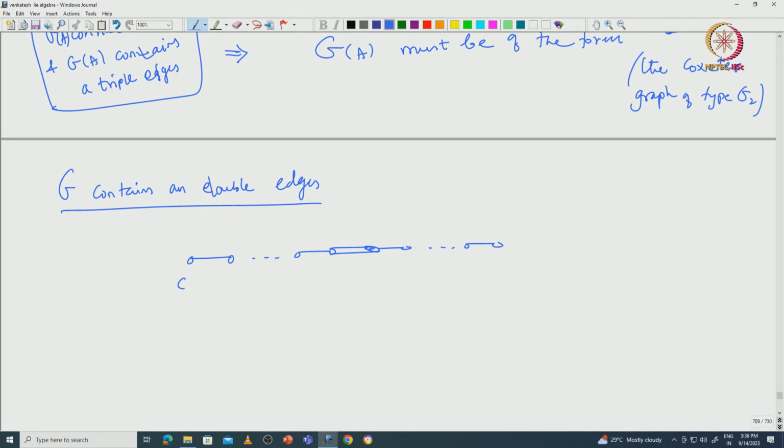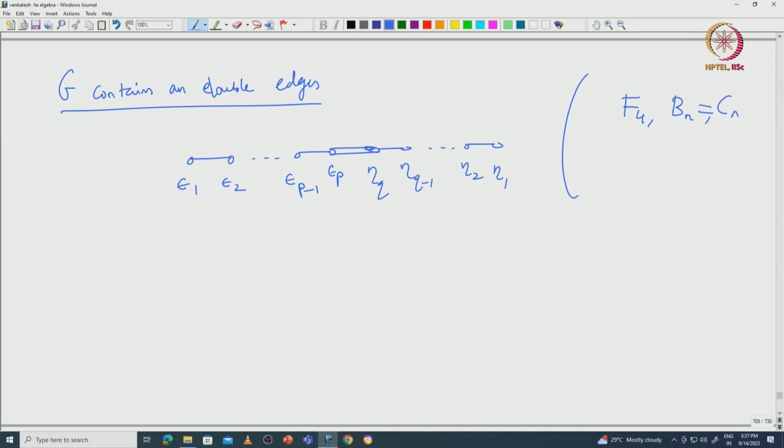So, you label them like epsilon 1, epsilon 2, etc., epsilon p minus 1, epsilon p, eta q, and then eta q minus 1, eta 2, eta 1. So, this is the only possibility. For example, it includes F4, Bn and Cn. Okay. So, these two are equal as Coxeter graph. Again, later we will see some restriction will be there on P and Q.